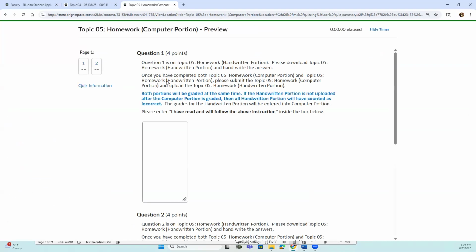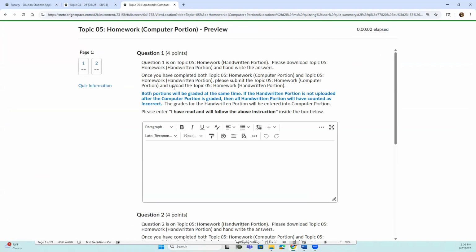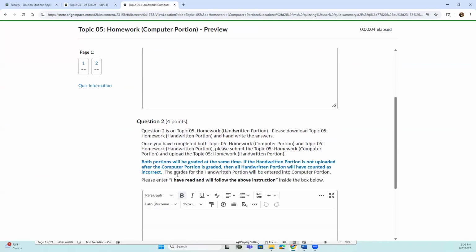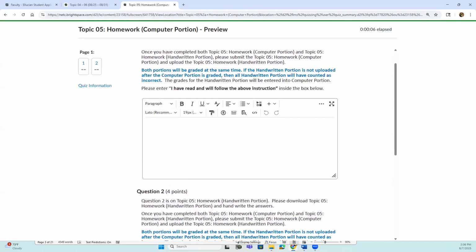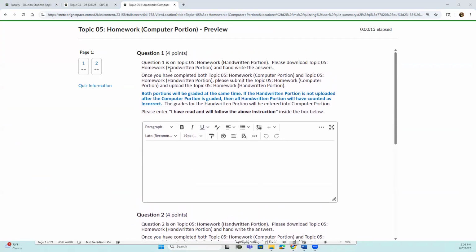So question number 1. Let's start with question number 1. Oh, I've got to relabel that. We'll fix that. Both homework questions are actually on the handwritten portion. Here inside the computer portion, it says question number 1 is on topic number 5 handwritten portion. Please download the handwritten portion and write the answers on the handwritten portion.